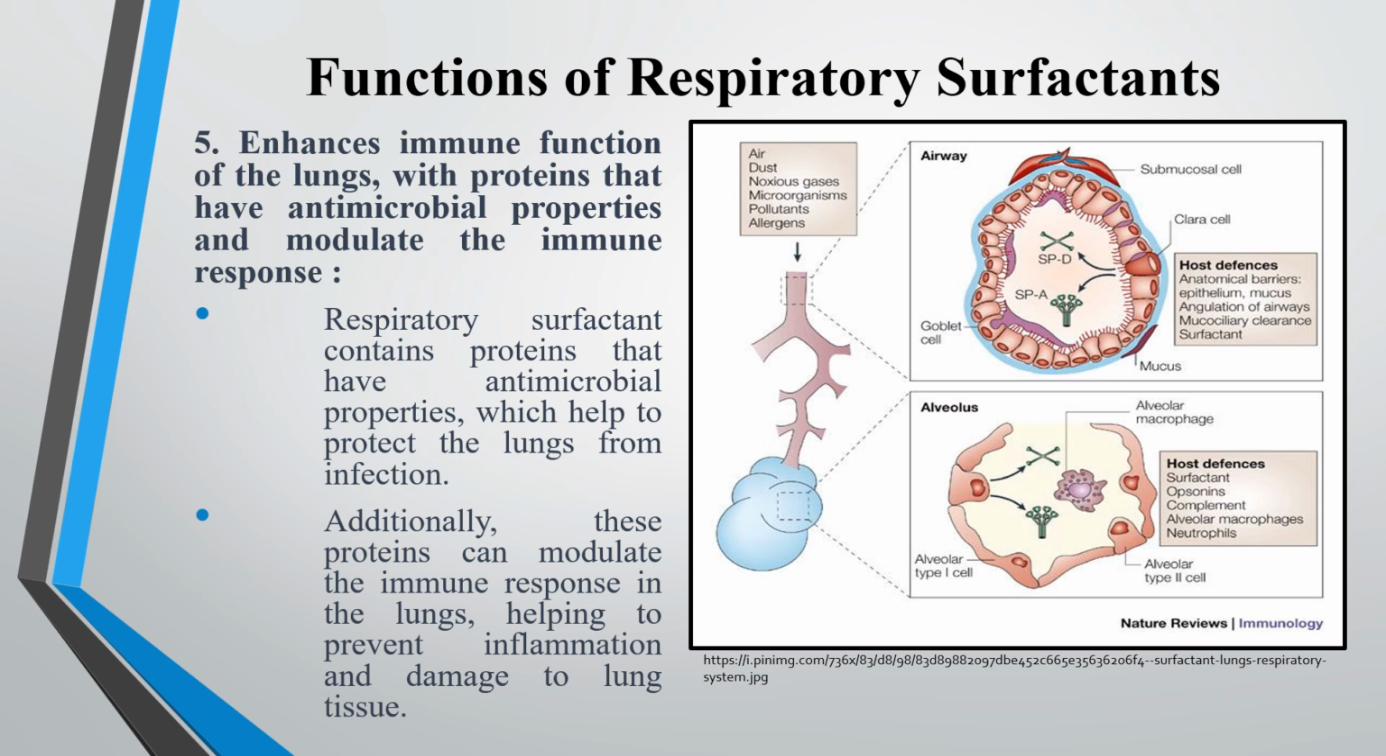Fifth function: enhances immune function of the lungs. With proteins that have antimicrobial properties and modulate the immune response, respiratory surfactants also play an important role in enhancing the innate immune response of the lungs. The innate immune system is the first line of defense against invading pathogens and other harmful substances. The lungs are particularly vulnerable to infection due to their constant exposure to environmental toxins and pathogens. The production of respiratory surfactants is an important part of the innate immune response, as these surfactants contain specific proteins that help to identify and neutralize invading pathogens. For example, surfactant protein D is a component of respiratory surfactants that helps to identify and clear bacteria and viruses.